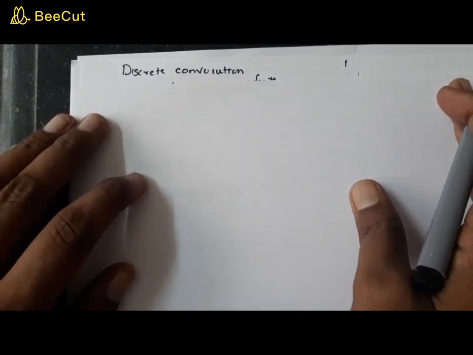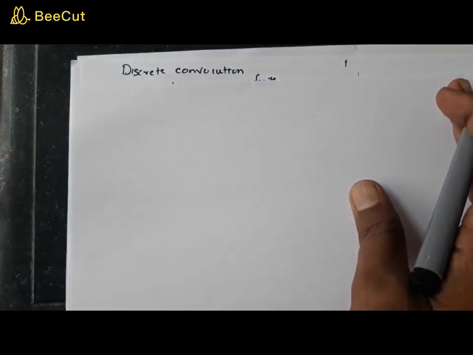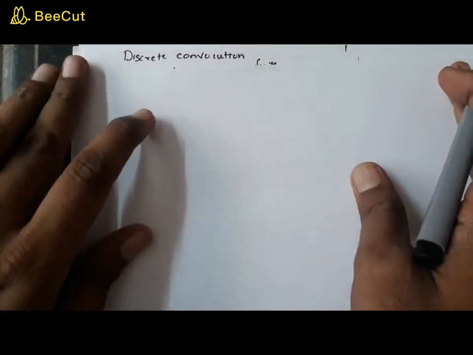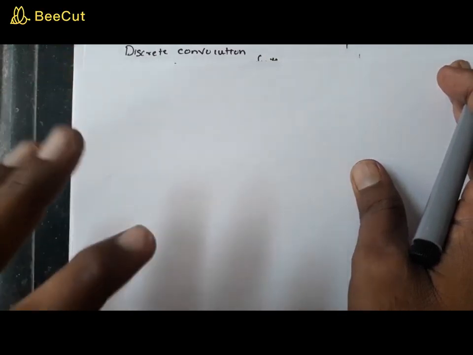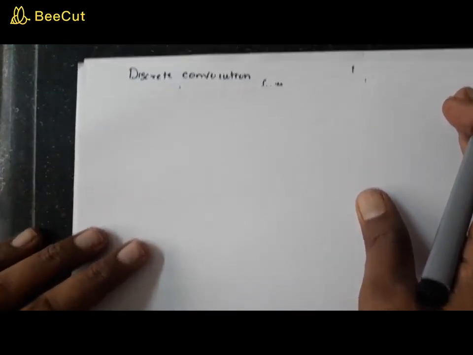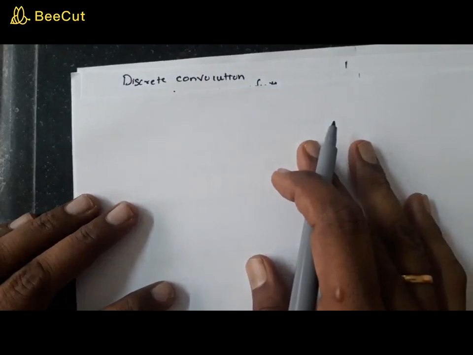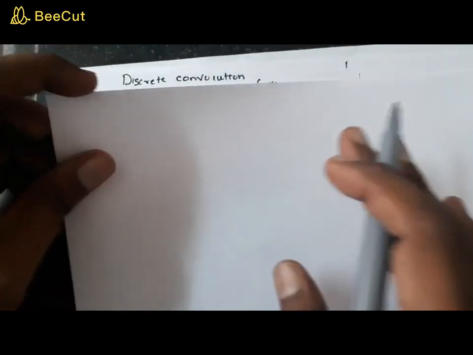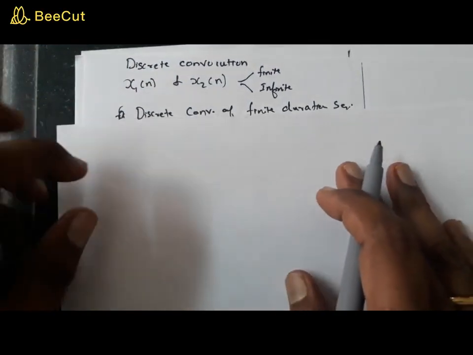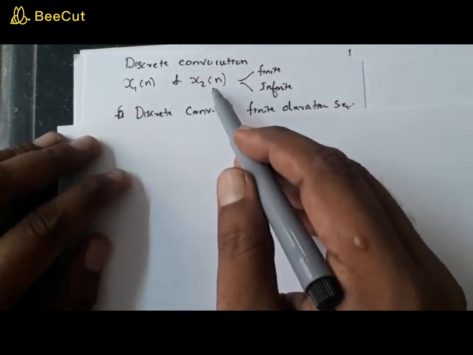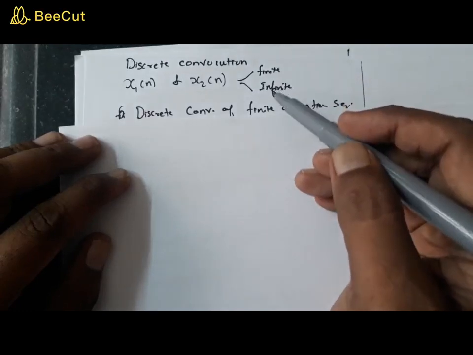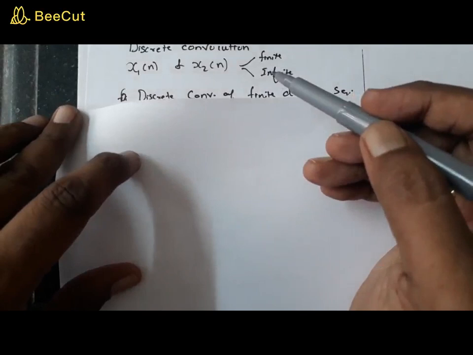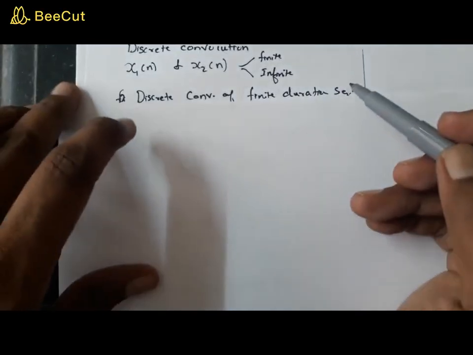Here we are continuing the topic that we have been discussing in the first session. So we are going to do some problems, some exercises on discrete convolution. Now, for this discrete convolution, you consider two signals x1 of n and x2 of n that can be finite sequence or infinite sequence. So in this video session I'll be dealing with the discrete convolution of finite duration sequence.